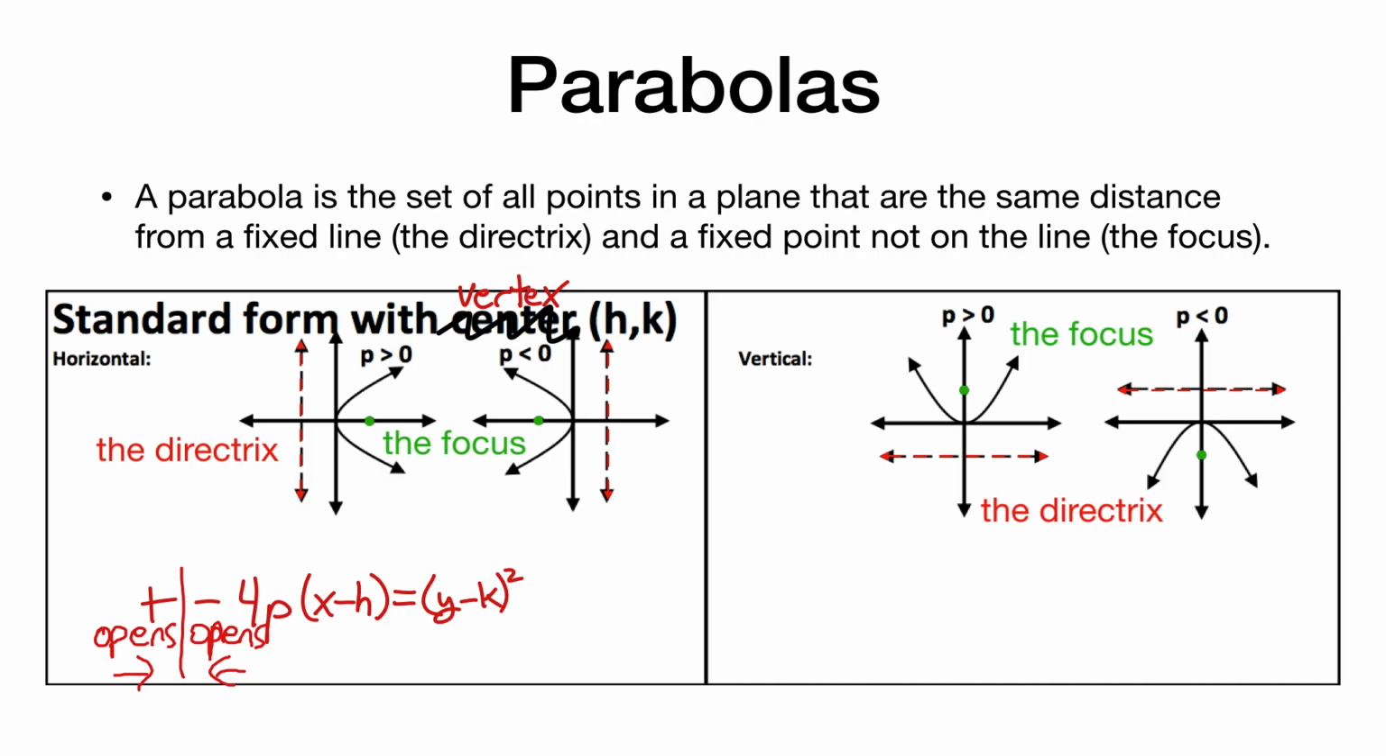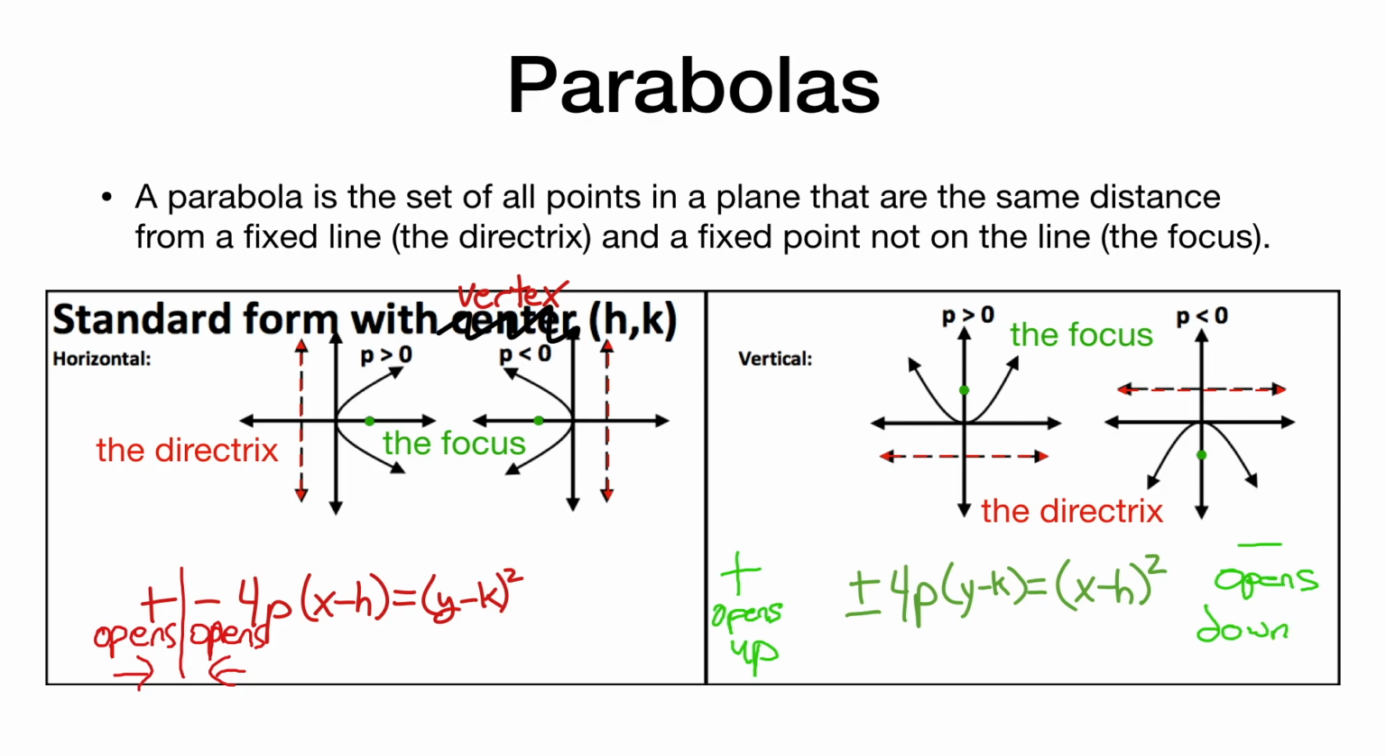And here's our formula now: 4p times y minus k equals x minus h squared. Now, if it is positive, that means it opens up. If it's negative, it opens down. There we go. So positive, negative, and over here, positive, negative.